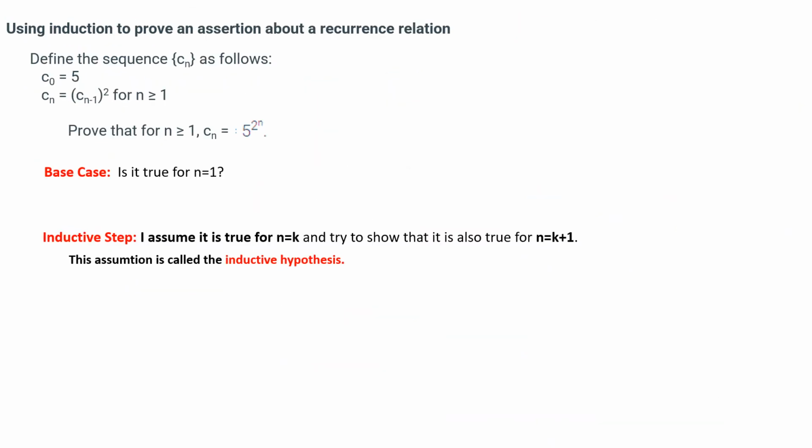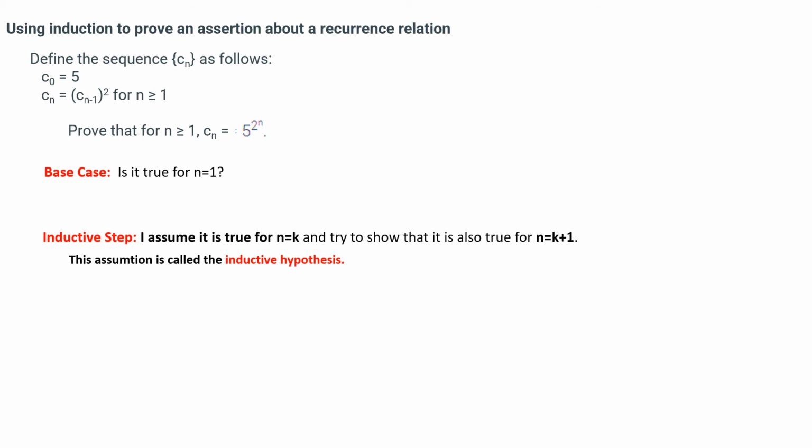In this section, they also talk about using induction to prove an assertion about a recurrence relation. So we're going to start out with a recurrence relation here. We have a sequence C sub n that is defined this way. C naught is equal to 5, and then C sub n is equal to the previous term squared for all n greater than or equal to 1.